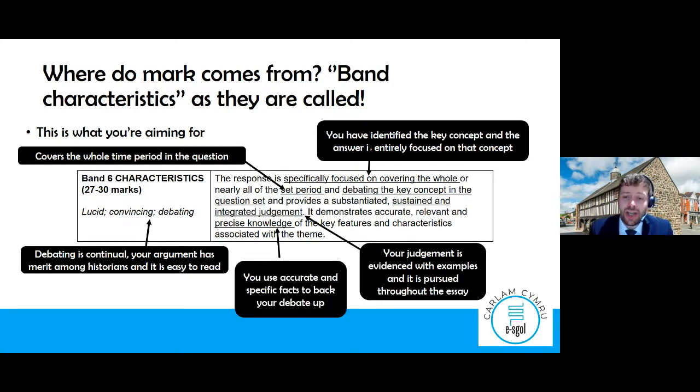Where it says sustained and integrated judgment, it means your judgment is evidenced with examples and it's pursued throughout the essay. In order for something to be sustained, it doesn't just happen at the end. It happens throughout. And for it to be integrated, it also means it's going to be throughout. For it to be substantiated, that is where you're evidencing it. That's the key to that. And precise knowledge, well, you use accurate and specific facts to back your debate up. So you're using facts, but these are as accurate and specific as you can possibly make them, right?